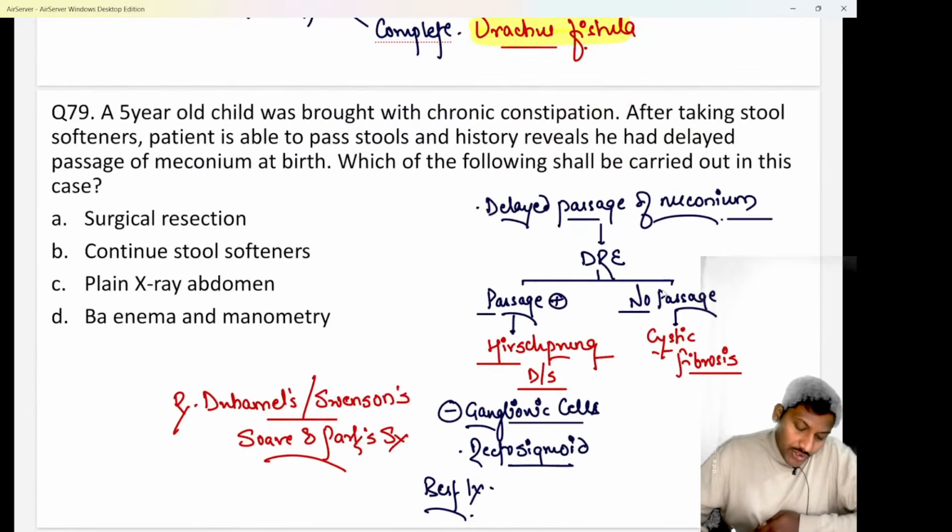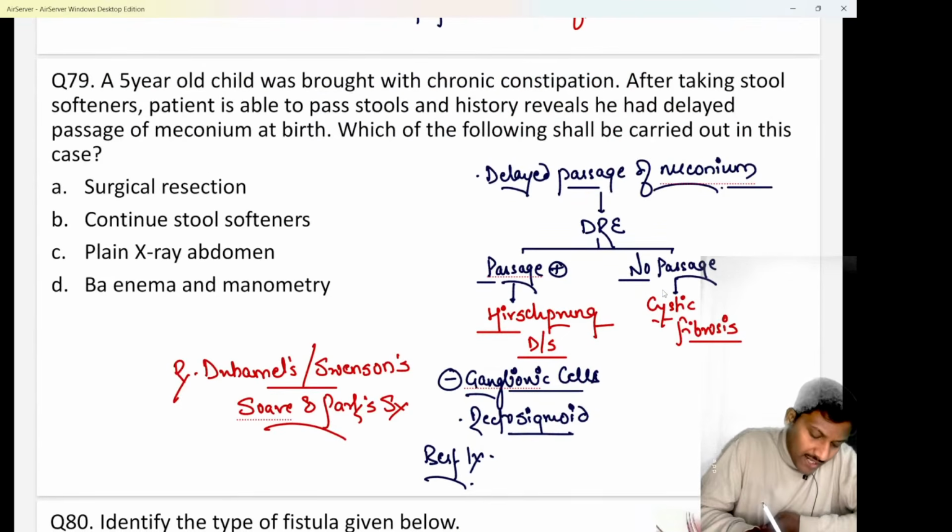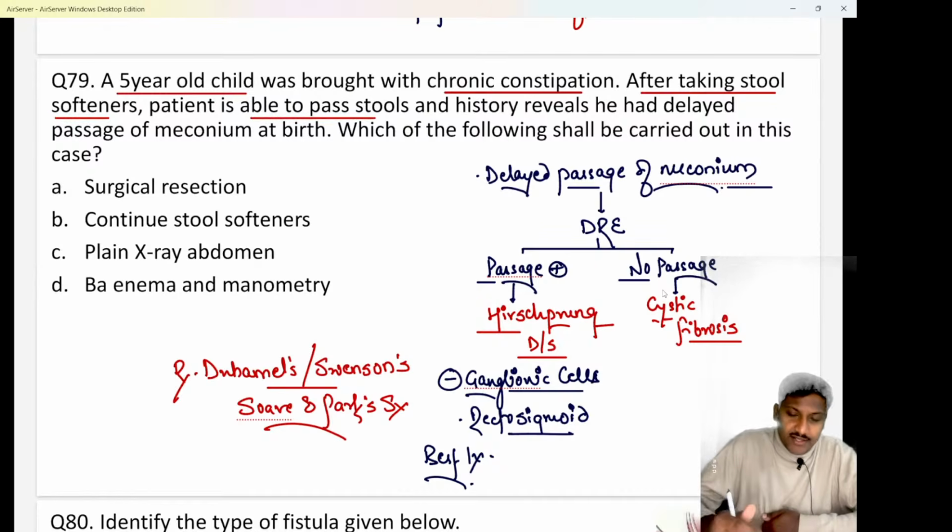Next important is question number 79. Here they say, we have a 5-year-old child who was brought to you with complaints of chronic constipation. Now they are saying, after taking stool softeners, the child is able to pass the stool.